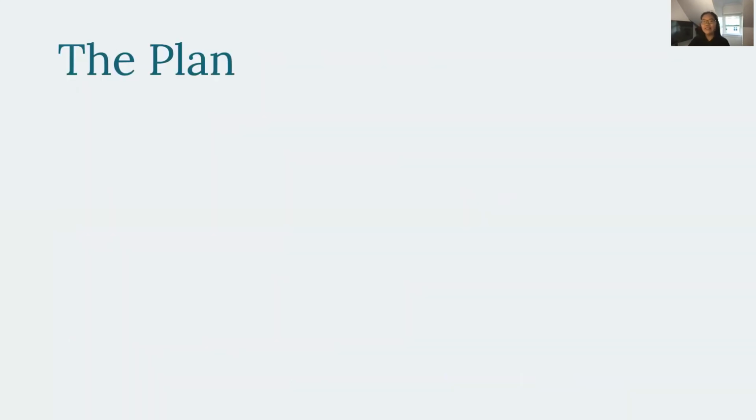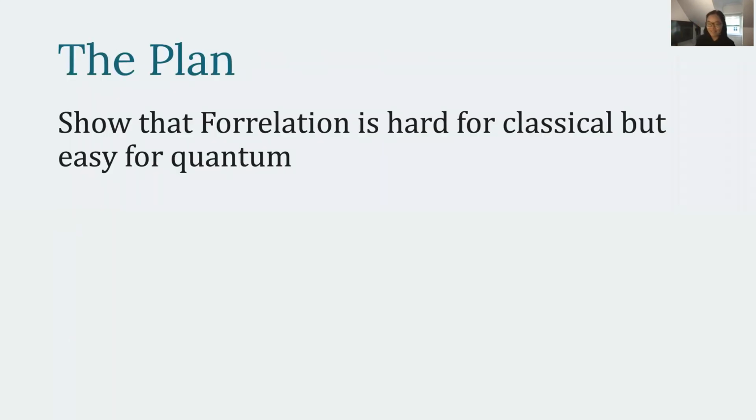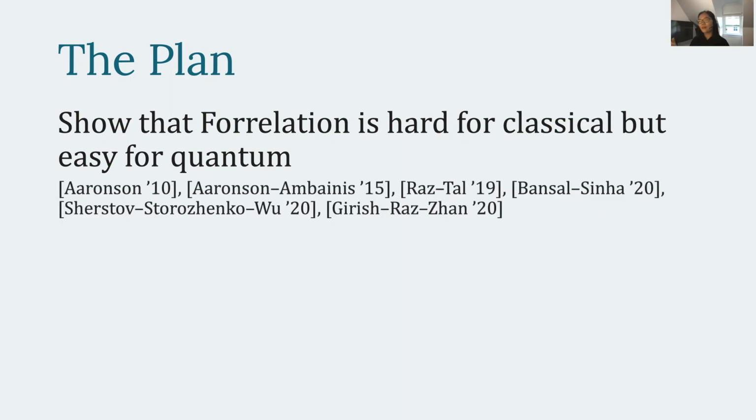So okay, let me tell you what I'm going to talk about throughout this talk. Our goal here is to show that this correlation problem is hard for some models of classical computation, but easy for other models of quantum computation. This problem and its variants have been studied by a lot of people in a series of papers, and I'll mostly be presenting results from the paper by Raz and Tal in 2019, although I'll be going through the proof in a slightly different and hopefully simpler way.